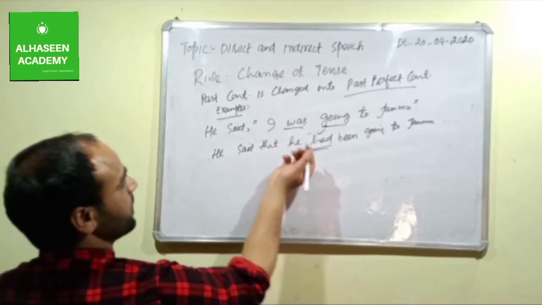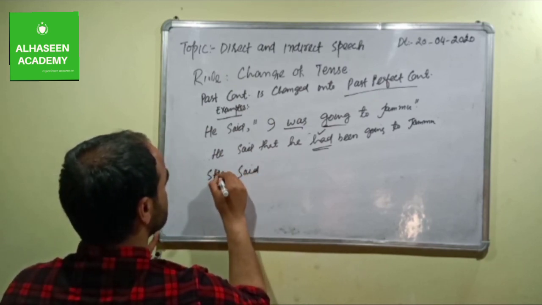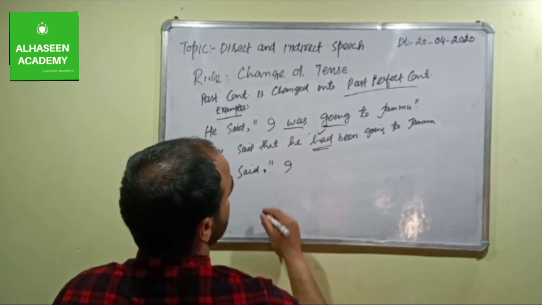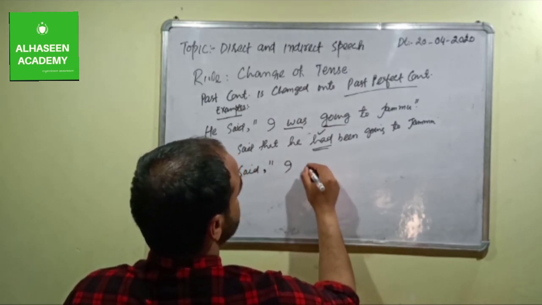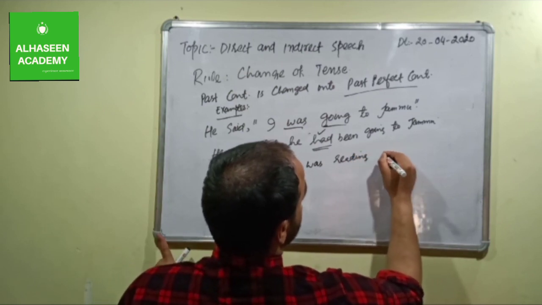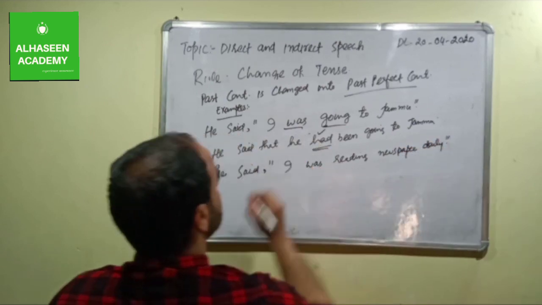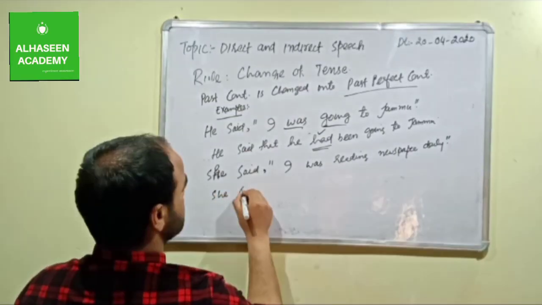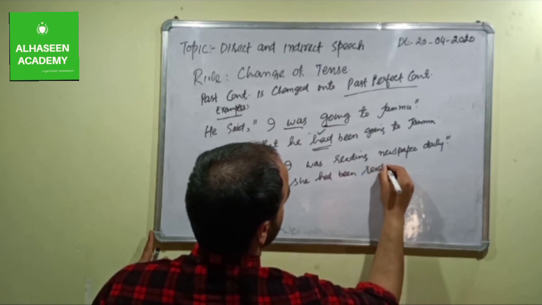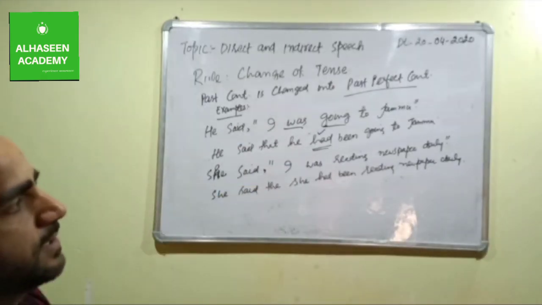After that we will look at another example of the same tense. He said, or instead we can use she said, so that you will understand properly the conversion of these pronouns. She said, I was reading newspaper daily. So now we have to convert it. She said that she had been reading newspaper daily. This is the conversion for this speech.